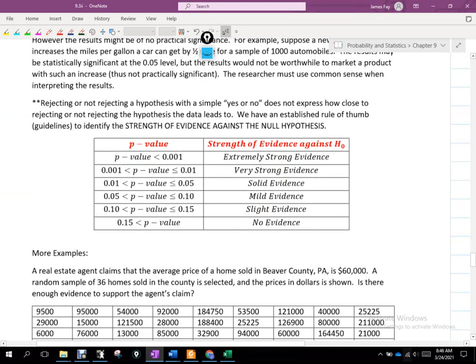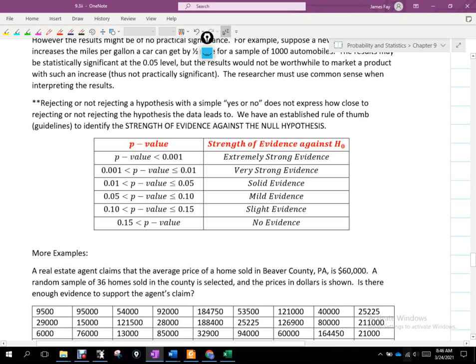If your p-values are between 0.1% and 1%, we consider it very strong evidence. 0.01 to 0.05, so 1% to 5%, we call it solid evidence. 5 to 10, we say it's mild evidence. And we've got slight evidence, and then here would essentially be no evidence.